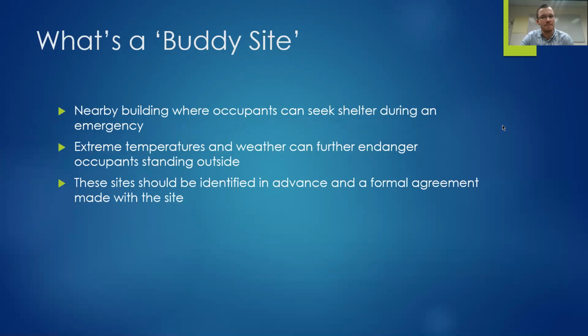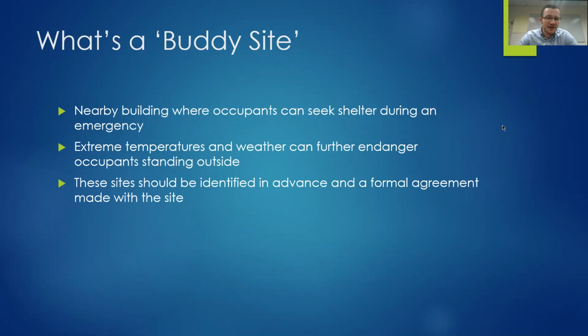So what is a buddy site? A buddy site is a nearby building where occupants can seek shelter during an emergency. Think about during the summers when it's really hot, like 90, 100 plus degrees outside, or in the winters, we've been having those nasty snowstorms this year. Even if you had to evacuate the building, it might not be safe for people to stand outside, and it could endanger them to stand out on the sidewalk for an extended period of time. So a buddy site is somewhere near your building where occupants could go to seek shelter during an evacuation.